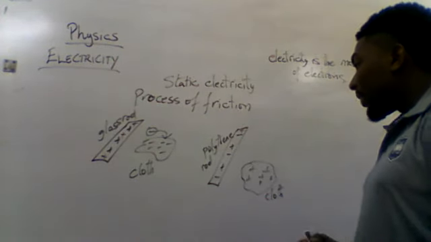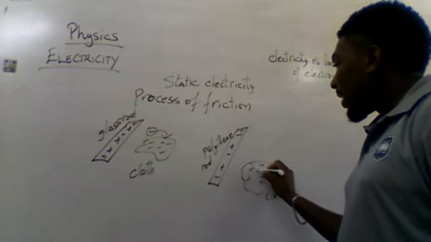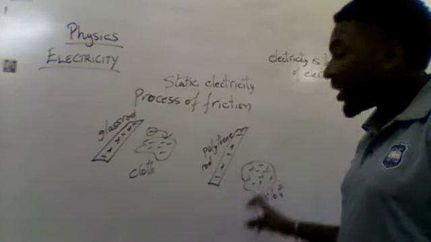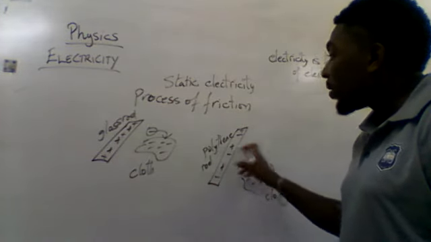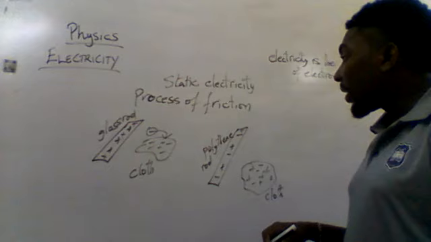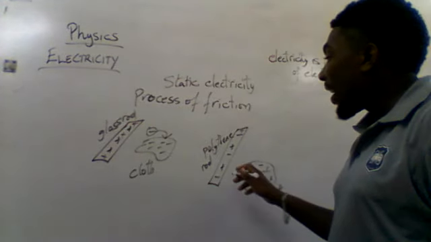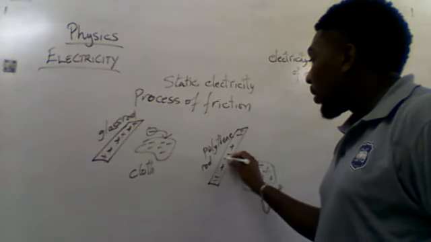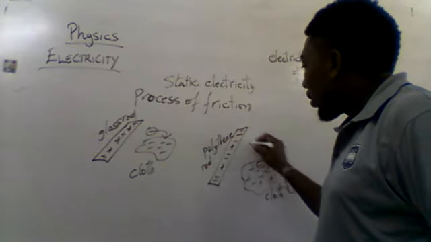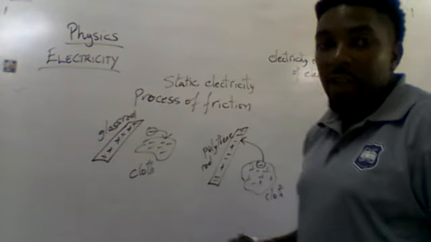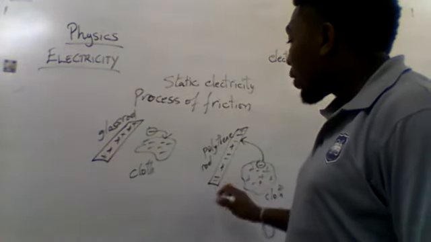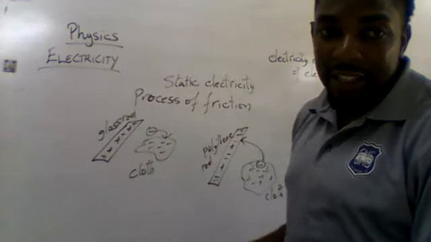Because with this positive charge, the excess negative charges inside the cloth can then jump over to the polythene rod. So therefore it now has an excess of negative charges, hence resulting in it becoming negatively charged.